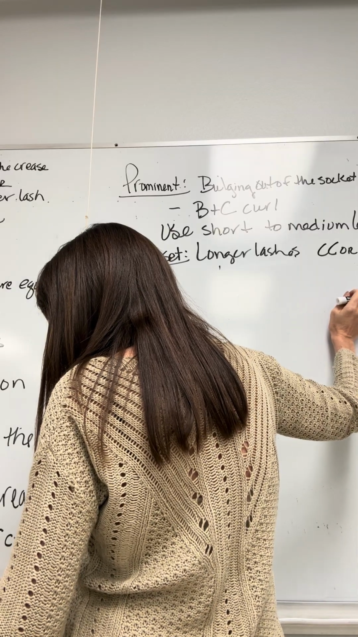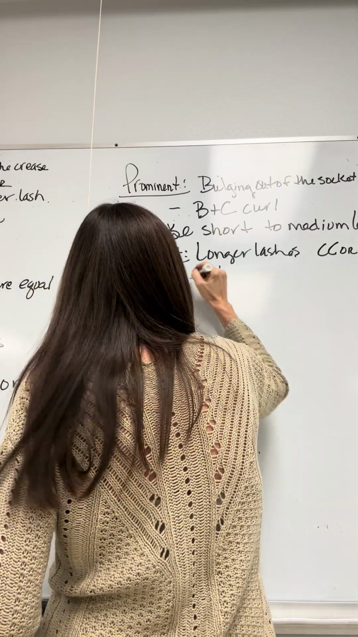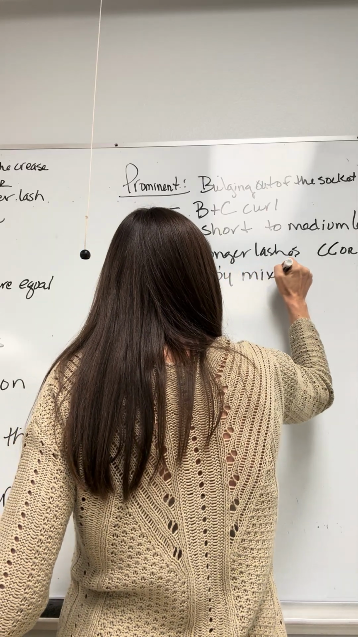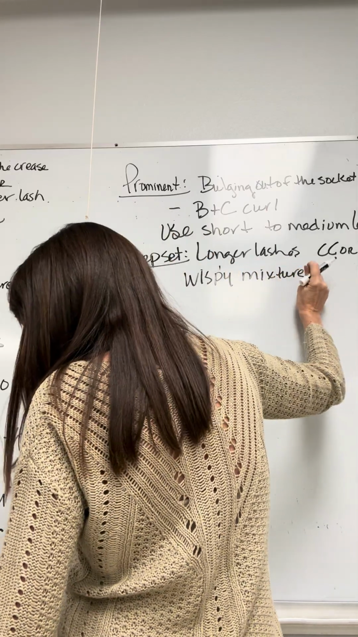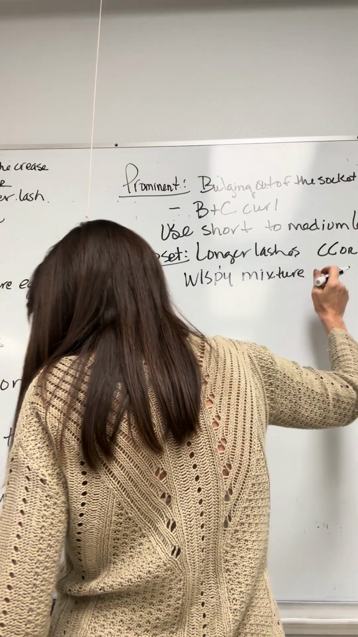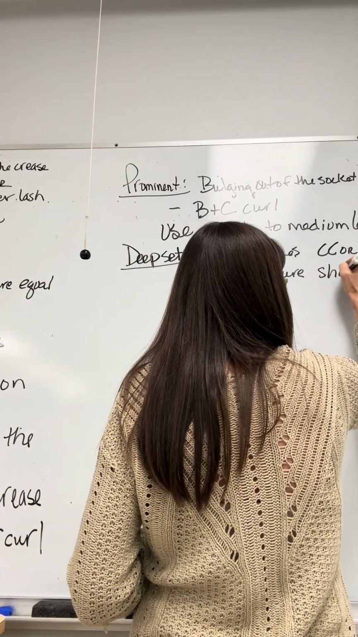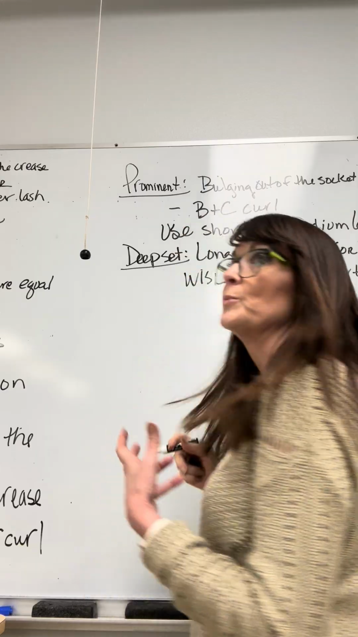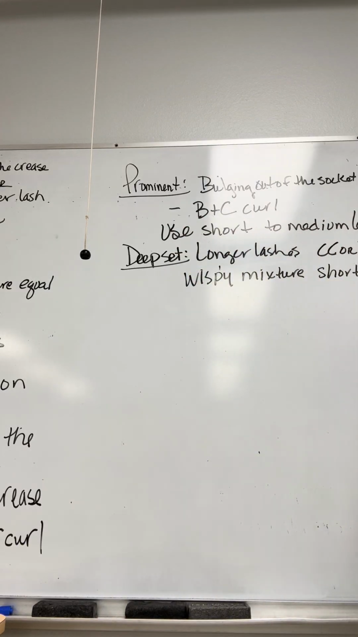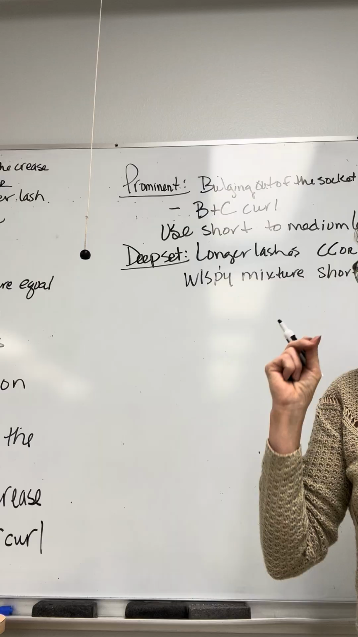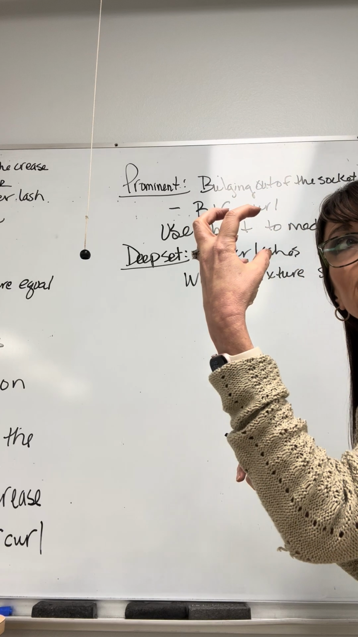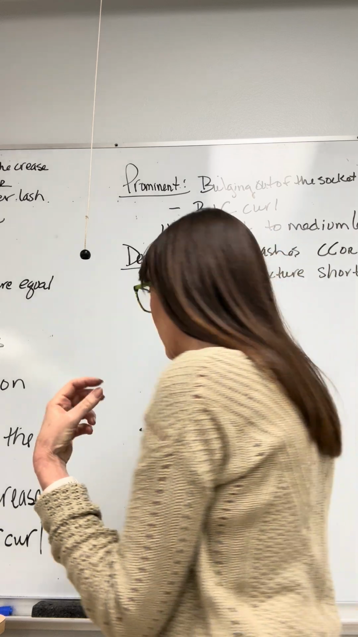Okay, the whole point, and then you can do a little bit of a wispy mixture of short and long. You don't want them super curly, okay? But you want them to have a little bit of curl. You want them to have a little bit of length because you're trying to draw the eye out, okay? You got to draw the eye out.